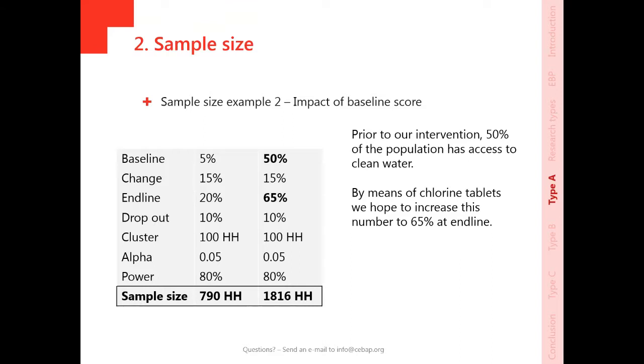To show you that a baseline score has a large impact, we've changed the baseline score from 5% to 50%. So prior to our intervention, 50% of the population has access to clean water. By means of chlorine tablets, we still hope to increase this number by 15%, which brings us to 65% at endline. You can see that this has a massive impact on our sample size, which is now 1,816 households. So the larger your baseline value, the larger your sample size will be.